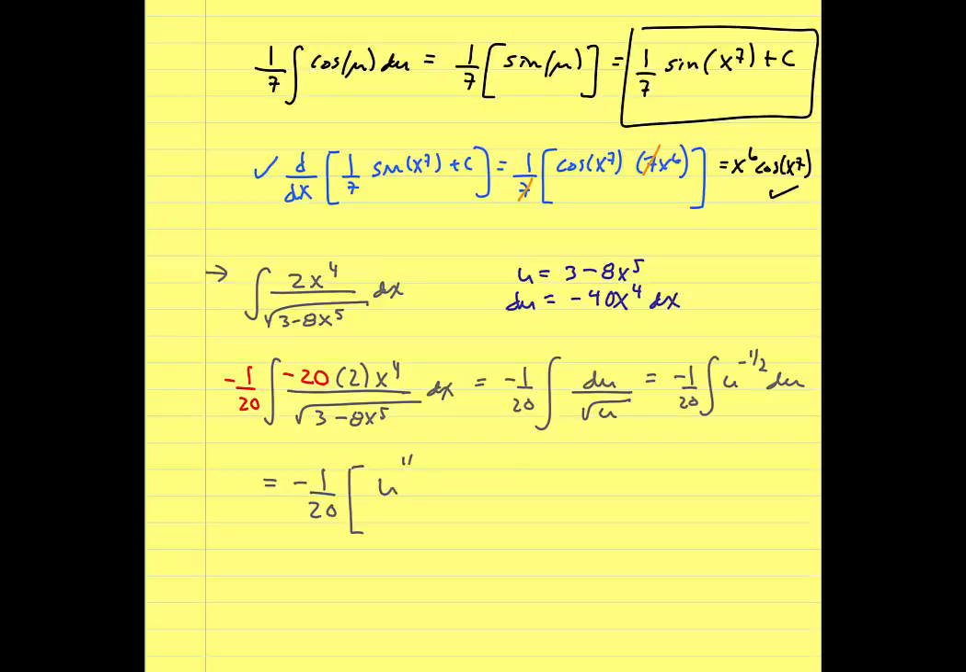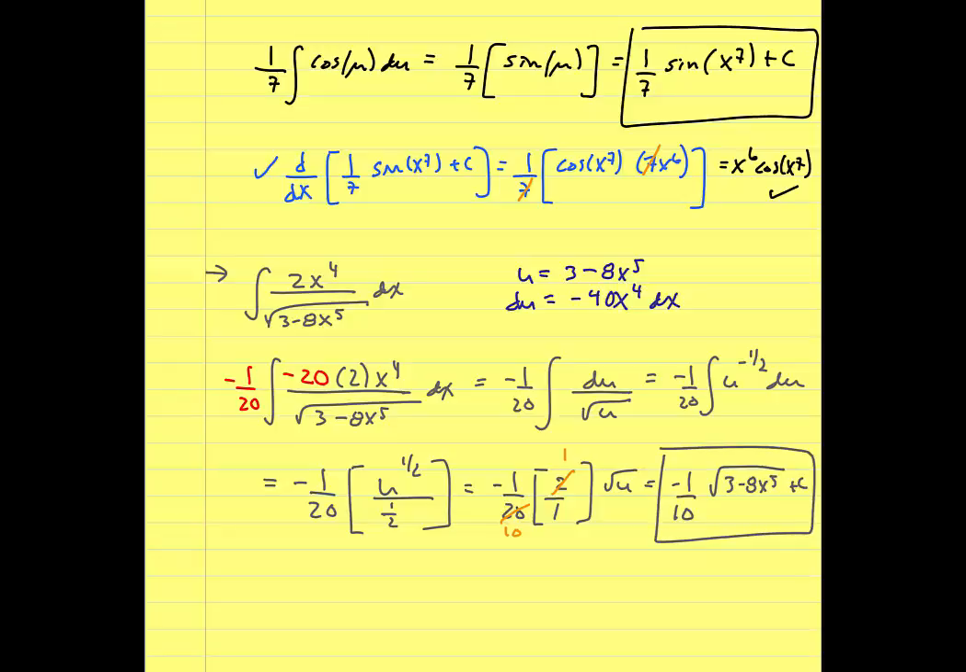So I add 1, divide by the sum. So I have my negative 1/20th out front. When I divide by a 1/2, that's the same as multiplying by a 2 over 1 up top. And of course, u to the 1/2 is the square root of u. Canceling, 2 goes into 20 10 times. And I have a negative 1/10 square root of u. But u was 3 minus 8x to the 5th, plus c.